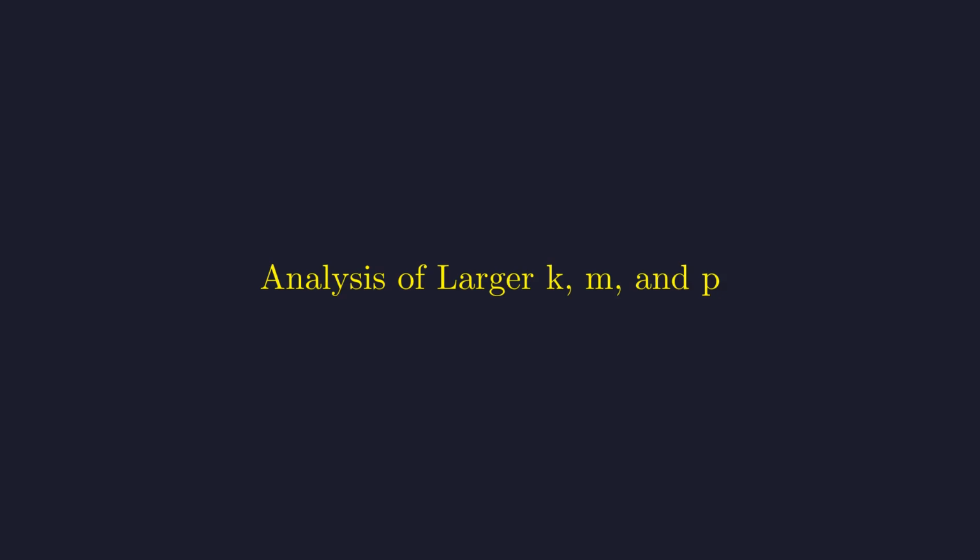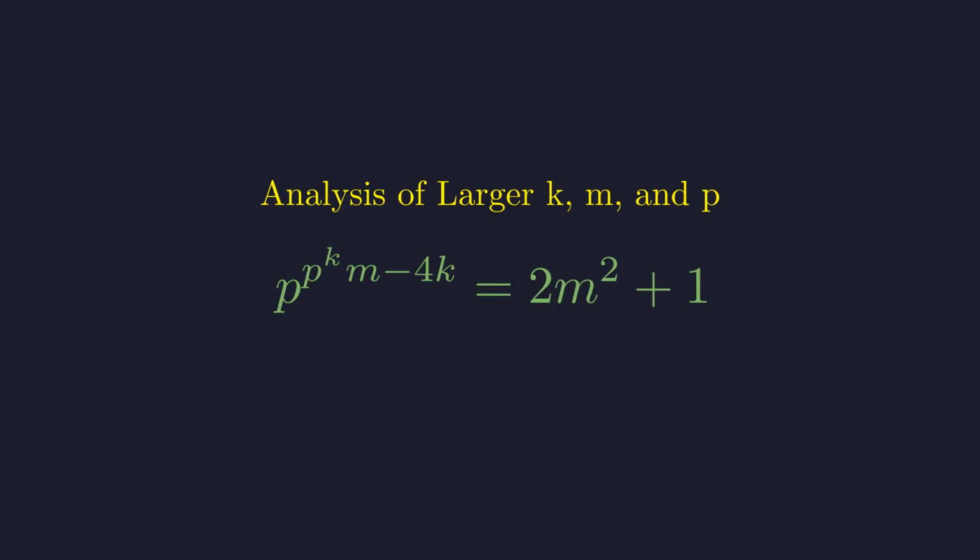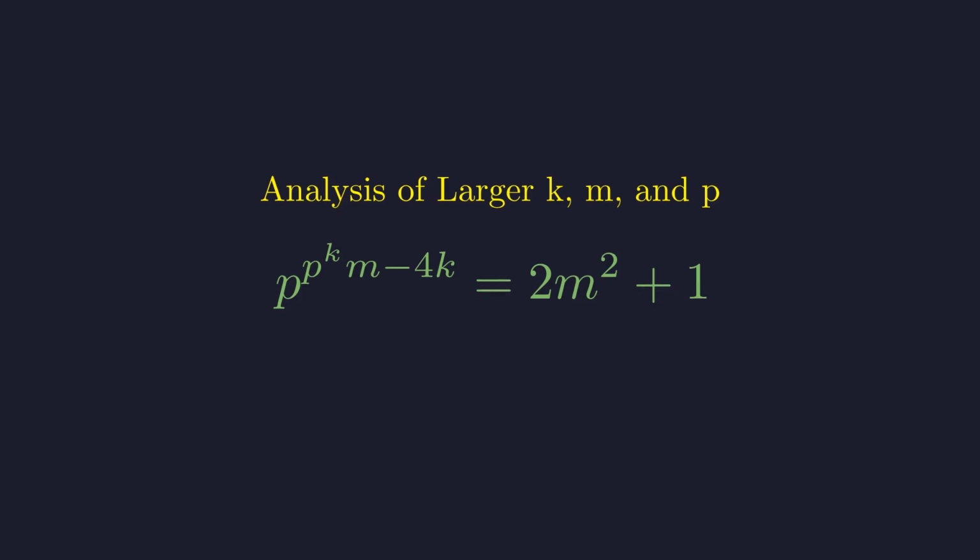We must now prove that no other solutions exist. This requires a bounding argument. We return to our final equation from this subcase. We will show that for larger values, the left side grows far too rapidly to ever equal the right side.